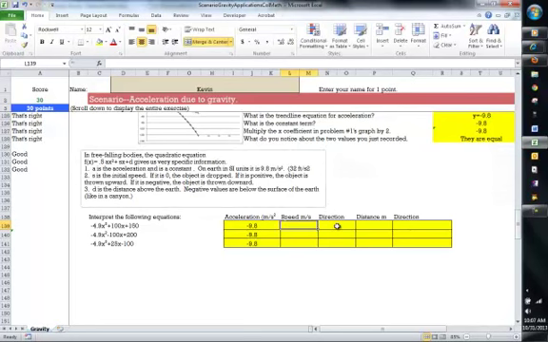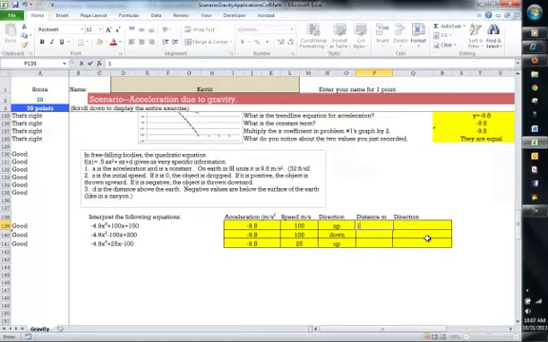Speed, in the first case, it's 100. In the second case, it's 100. And in the third case, it's 25. And that's just the coefficient of x. In the first case, it's upward because it's positive. In the second case, it's downward because it's negative. And in the third case, it's upward because it's positive.